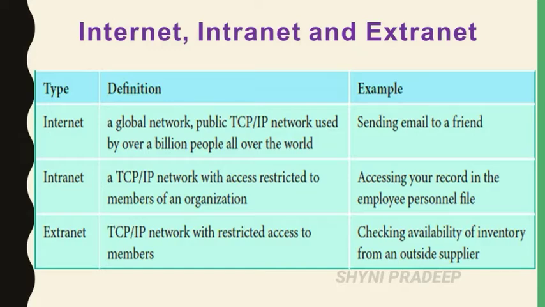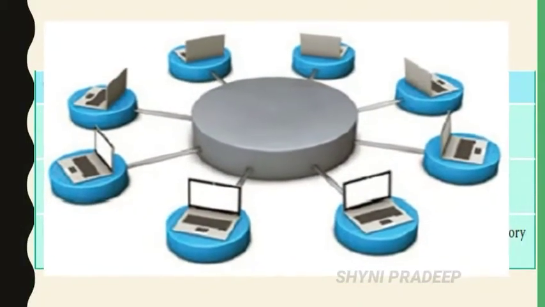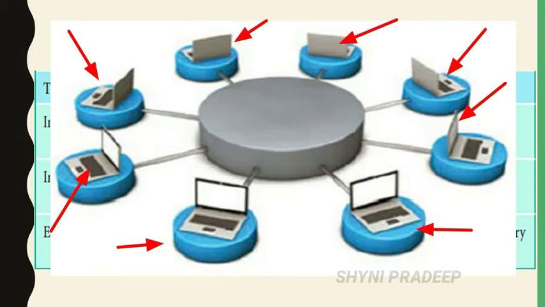Okay, and the next one is the intranet. This intranet is a private network. It may consist of many interlinked local area networks. This is a network with access restricted to members of an organization. For example, in your company, if you want to share your company data and details between the employees, you can use this intranet. See here, these are the employees, which means staff. If you want to share your company data and computing resources between the employees, you can use the intranet network.